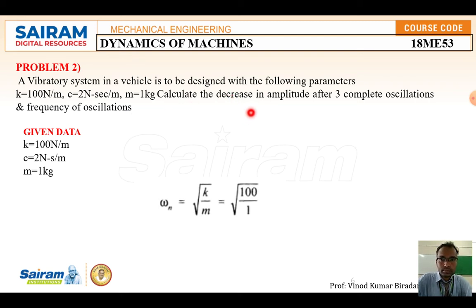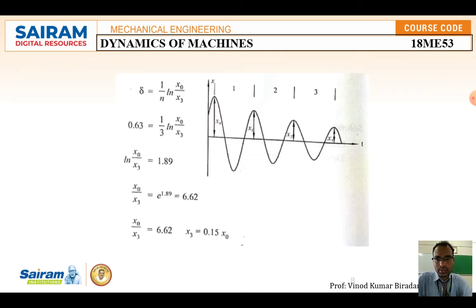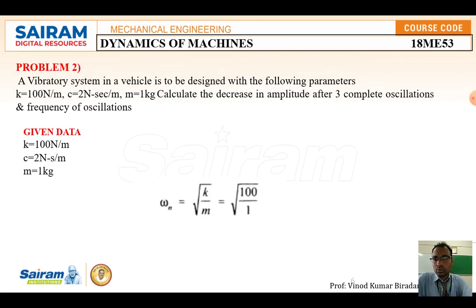This means calculate the decrease in amplitude after the completion of 3 oscillations. In the decaying oscillation, the beginning is x0, then x1, x2, x3, so up to x3 you need to calculate after 3 cycles. Noting down the given data again: k is equal to 100 Newton per meter, damping is equal to 2 Newton second per meter, and mass is equal to 1 kg.